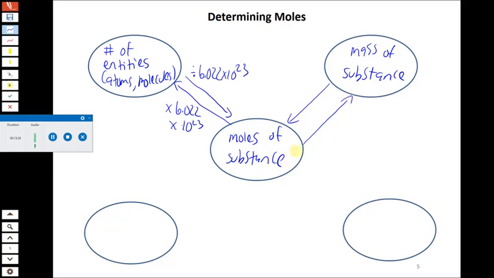If we want to go from moles to mass, we multiply by the molar mass. If we want to go from mass to moles, we divide by the molar mass. So again, it works in both ways, and we can use this molar mass as a conversion factor that relates mass and moles.